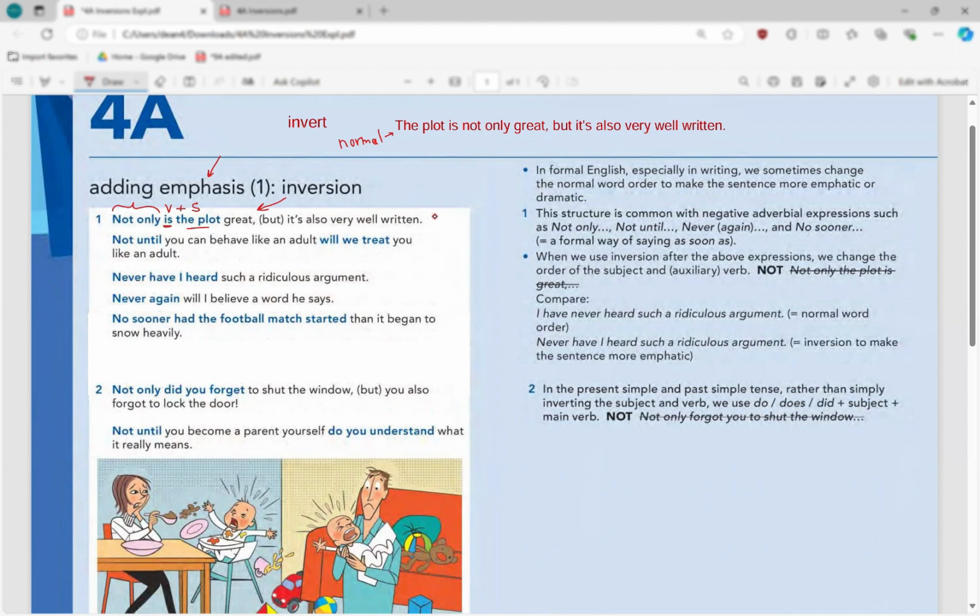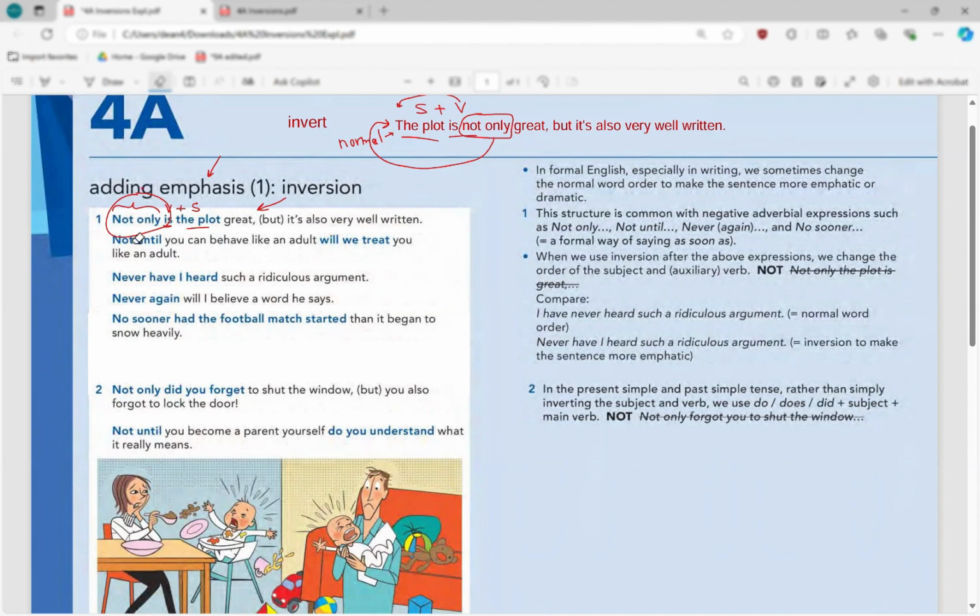So where's the difference? In the normal structure, I am starting with the subject. The plot is not. So this is a verb. You see, subject plus verb, normal structure. And then not only is coming after the subject and verb, guys. But if I want to make inversion, then I should put not only in front. When I do that, the position of subject and verb should also change. So the verb should come before the subject, which is here, guys.